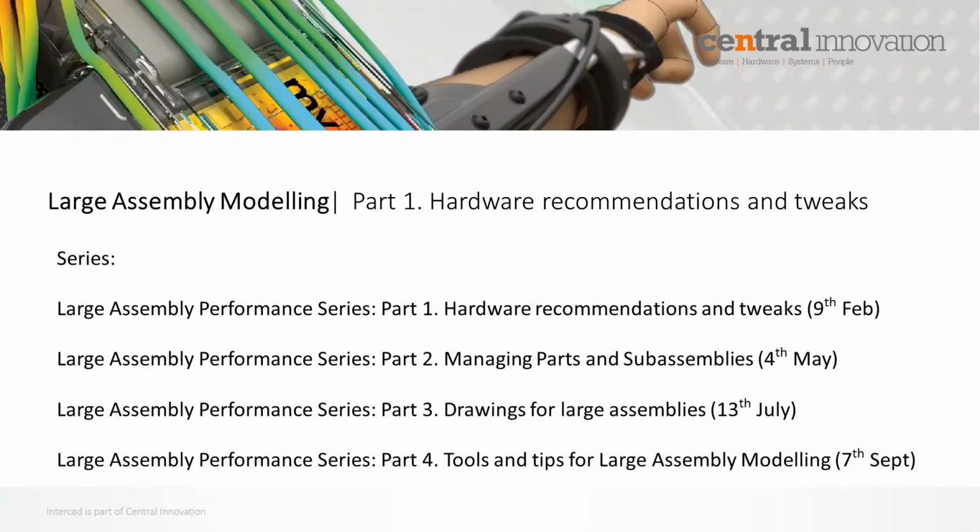So just talk about the series that we're going to look at over the next year. Part one today is hardware recommendations and tweaks. The second and third parts will cover parts and sub-assemblies more closely, and also drawings, and how we can improve performance in those areas. Then for part four we'll cover some tools and tips and anything else that we haven't covered in the first three parts, and hopefully by that time we'll be out of the 2018 beta program, and we might have some more information about improvements coming to handle large assemblies for that particular release.